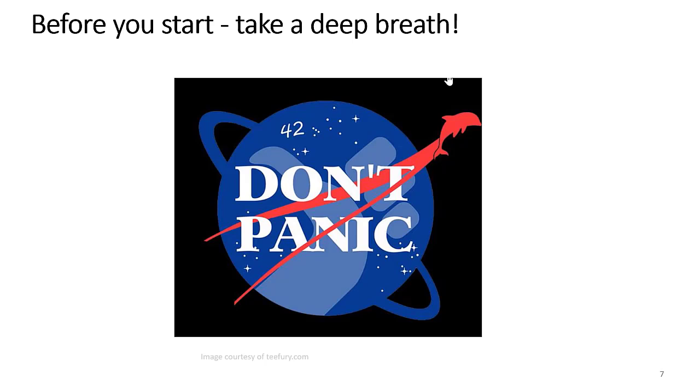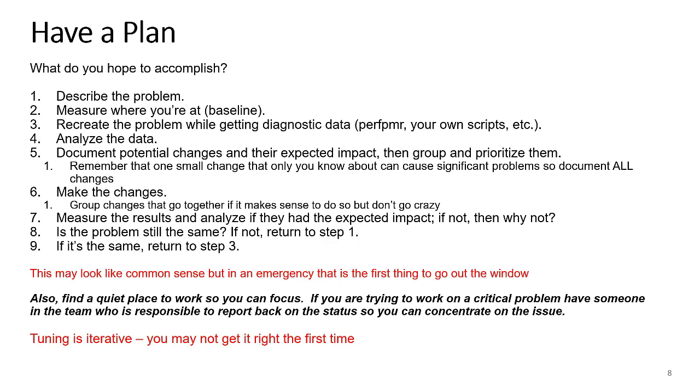So how do we start? Well, the first thing is to have a plan, and the plan should first start with some idea of what the problem is and what you hope to accomplish. So step one is describing the problem. Step two is where you have to measure where you're at. We call that taking a baseline. My typical baseline consists of taking a perf PMR, running my own performance scripts that gather data, and making sure that I have up-to-date nmon data.